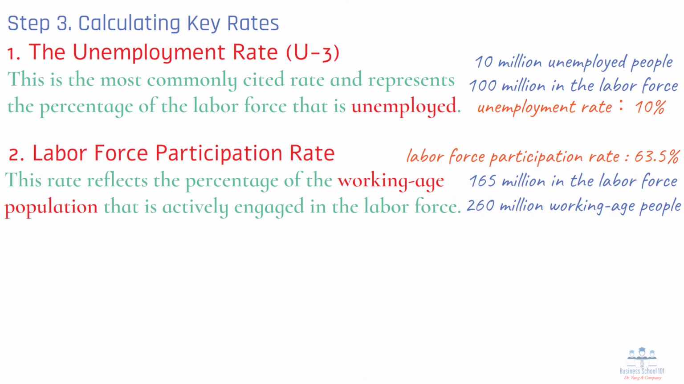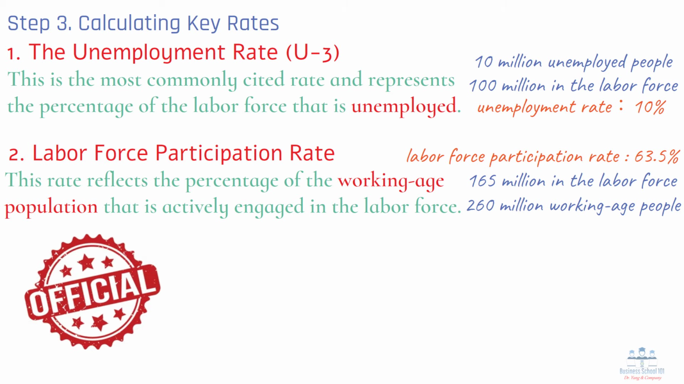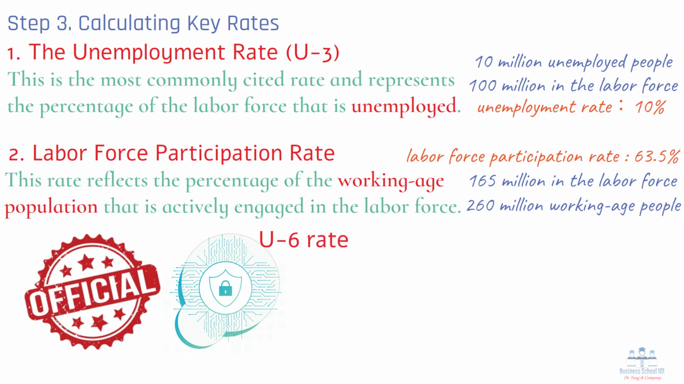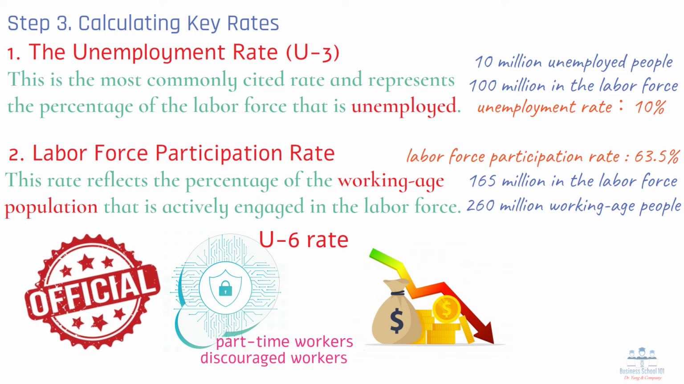While the U3 rate is the official unemployment rate, it doesn't capture all aspects of joblessness. The BLS also reports a broader measure known as the U6 rate, which includes discouraged workers and part-time workers who would prefer full-time positions. For example, during economic downturns, this broader measure can show a much higher rate of underemployment, highlighting additional stress on the workforce that the standard rate may not reveal.